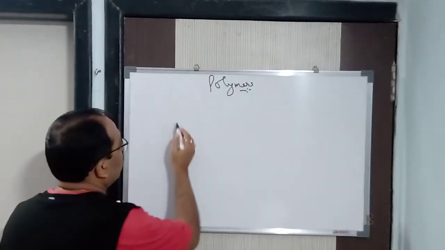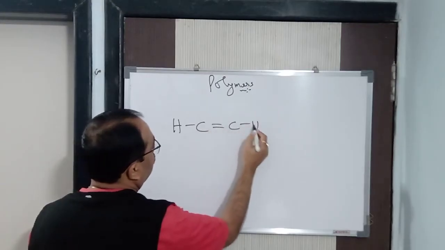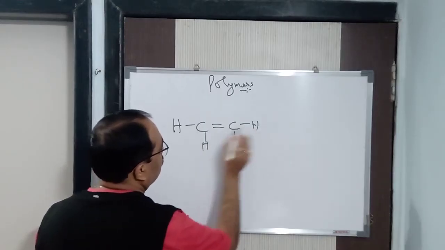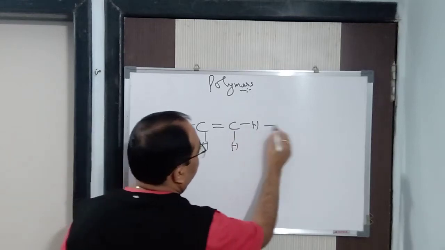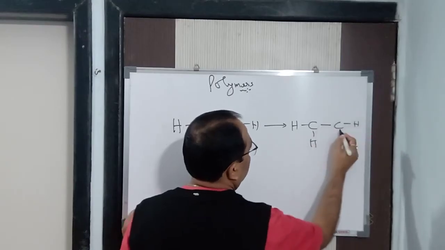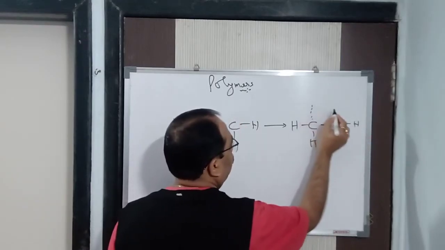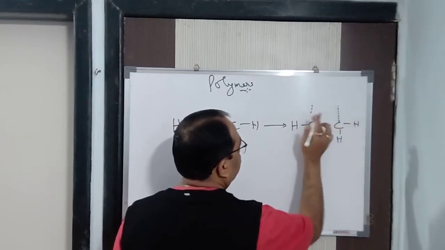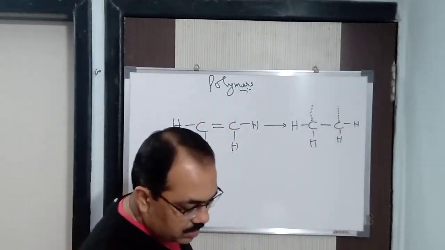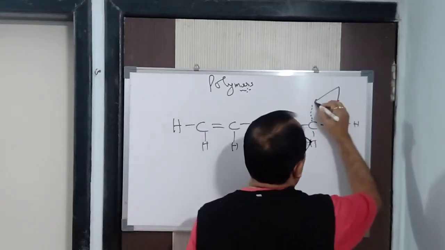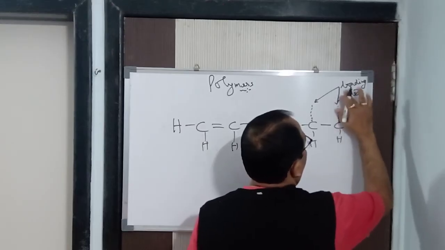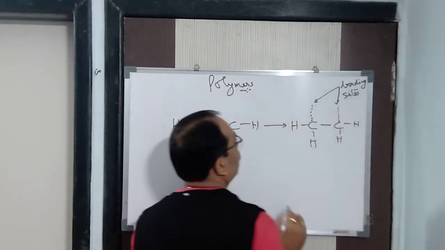For example, HC double bond CH2, then CH, CH, CH2, or I can say CH2 double bond CH2. Now it has got 2 bonding sites. How do you know? See, that is HC, here CH, here CH, and this double bond forms one bonding site, and this double bond forms another bonding site. So you can see 2 bonding sites are present here. These are the 2 bonding sites. Got it? Minimum 2 should be there.